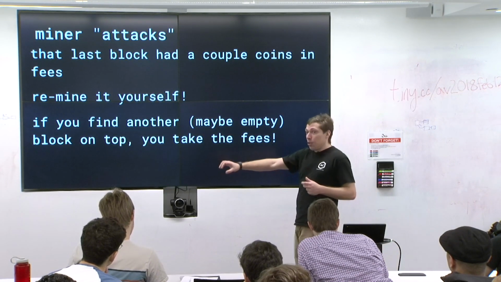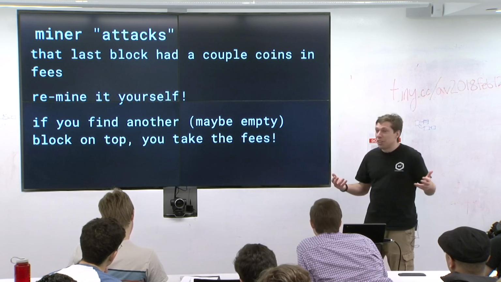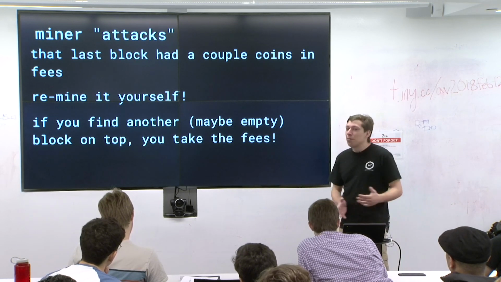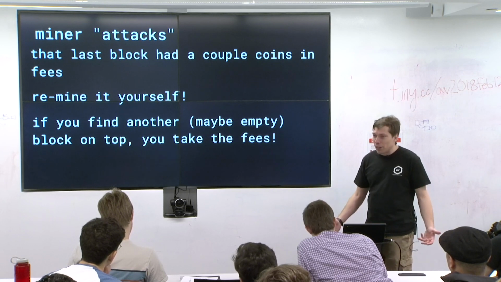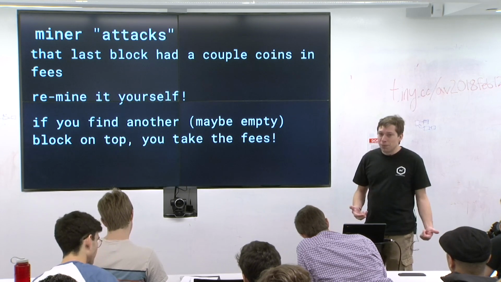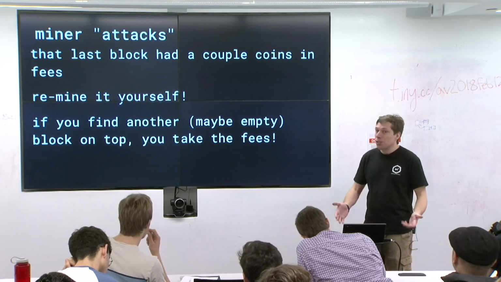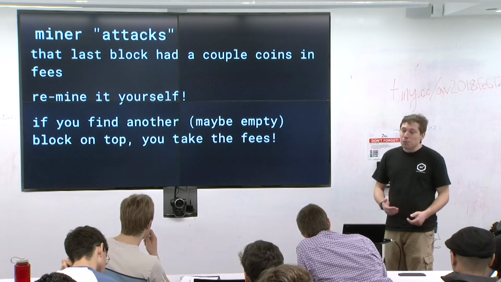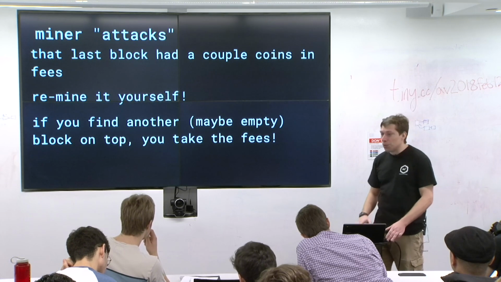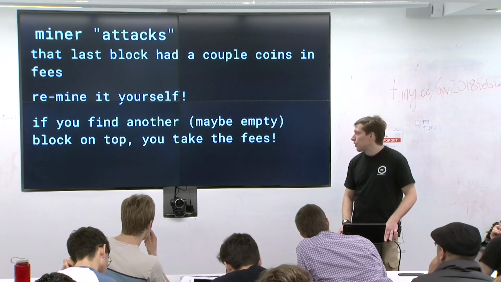If you find 2 blocks in a row, which happens, you get all the fees. So that's sort of an optimal thing to do. I've got all this mining power. Maybe I turn it off because I'm mostly OpEx instead of CapEx. But if I've got all this mining power, I'm going to use it no matter what. Well, the optimal thing to do is try to reorg the blockchain and take the last person's fees.